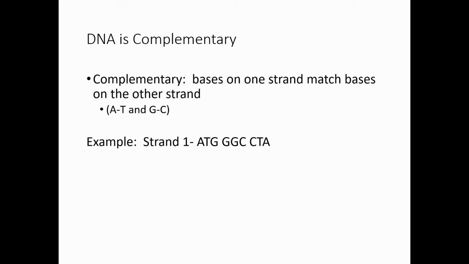A couple other things about DNA. We know DNA is complementary, which just means that the bases on one strand match the bases on the other. So, for example, if this is strand 1 and this is strand 2, this A would match with a T, this T would match with an A, G would match with C, this C would match with G, and so on all the way down. So you have one strand and the other being the opposite, based on Chargaff's rule. Okay, and there it is. I didn't even have to write it. At least I know I was right.